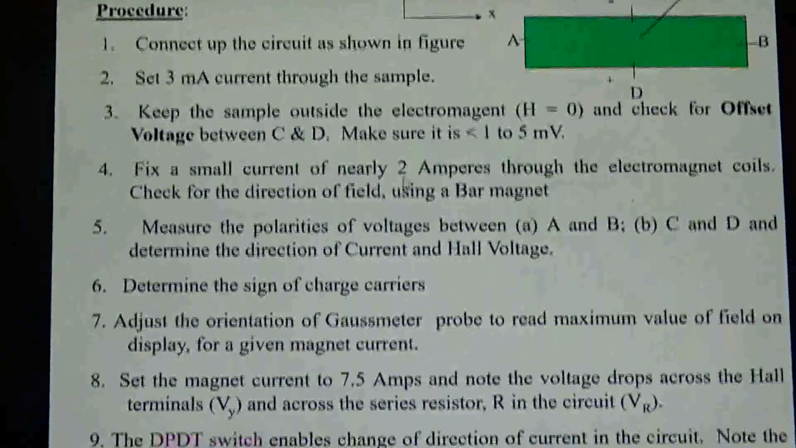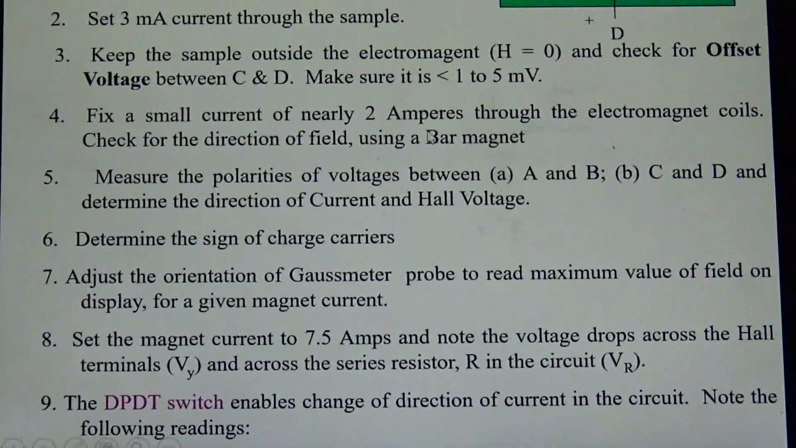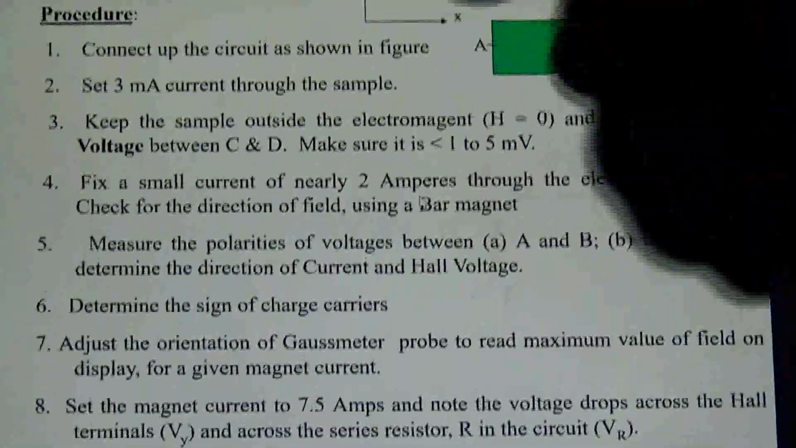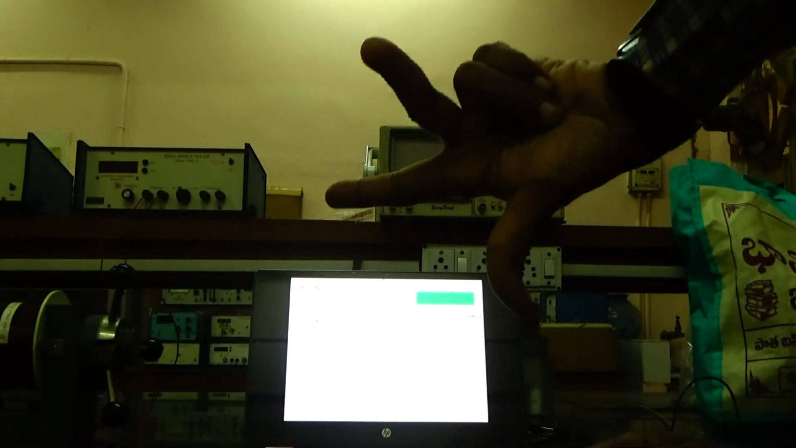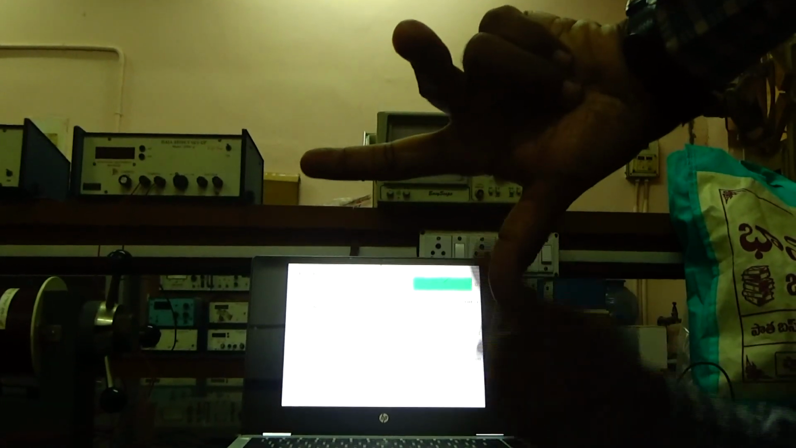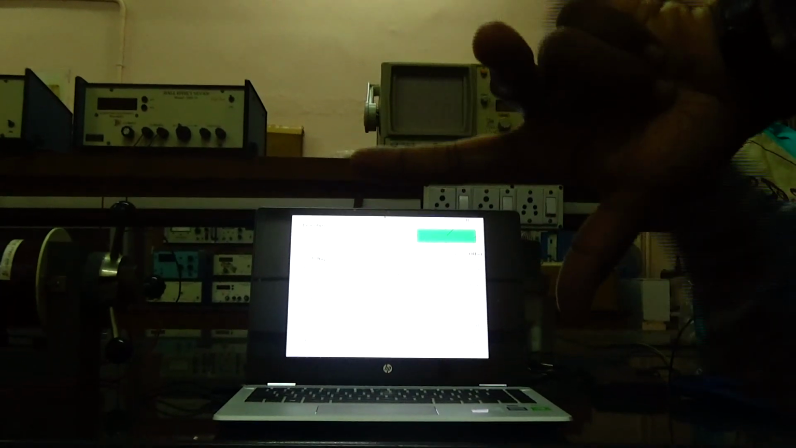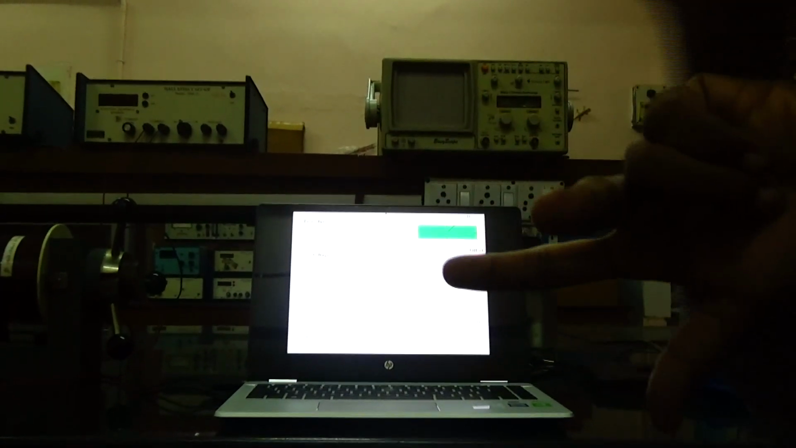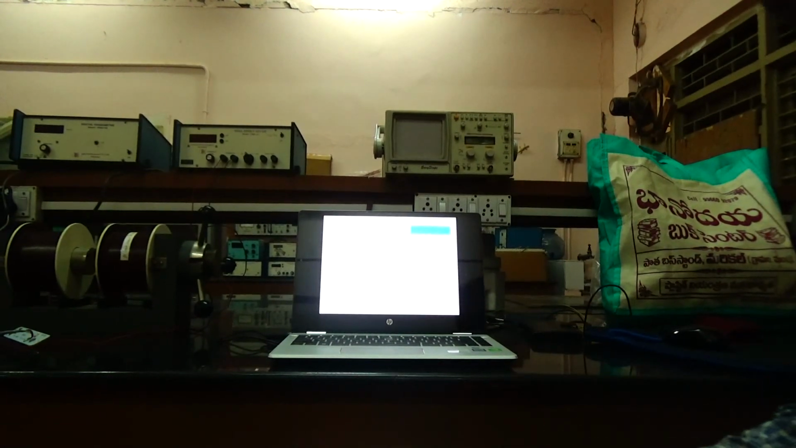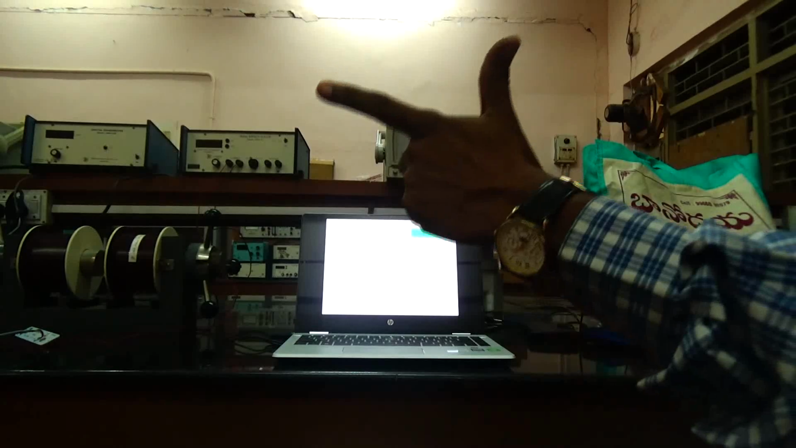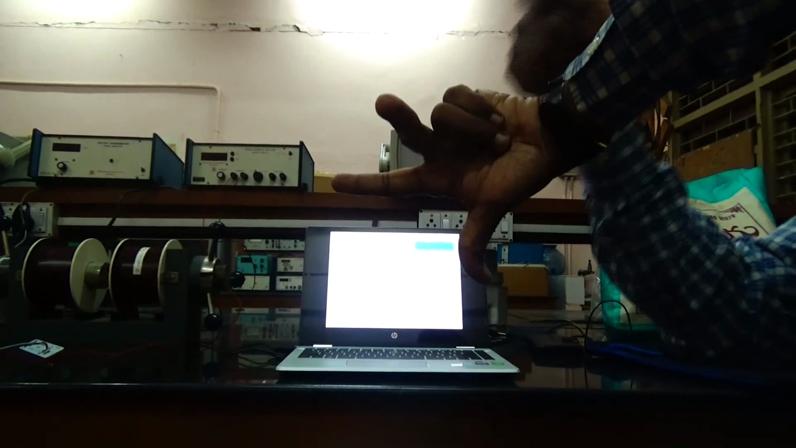Now we pass some current through the electromagnetic coils to set up the magnetic field, and initially, of course, we need to set up the magnetic field direction. I need to know whether the magnetic field is in this direction or in this direction, because the Hall voltage and the direction of the force of deflection will depend on it. So I need to know whether the magnetic field is going into the sample or coming out. It is coming out.